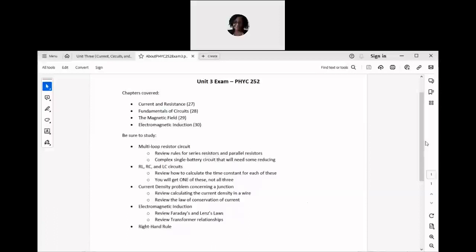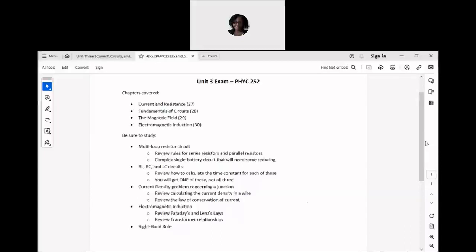I'll let you know the directions of the current, so that's not something that you're going to have to guess. You're also not going to have to deal with multiple batteries, but it is crucial that you remember how to reduce the circuit, because the equivalent resistance rules for series and parallel are not interchangeable. So make sure you know which one goes with which situation.